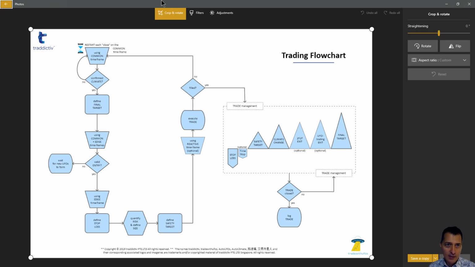Not sure why this change happened, but it's okay. So I'm just going to go ahead and type a website.